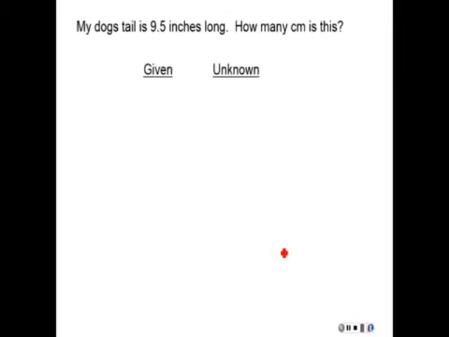So here's an example. My dog's tail is 9.5 inches long. How many centimeters is this? So my given information is 9.5 inches, and my unknown is centimeters. So I need a conversion factor to connect them. So if you went back to a previous slide, you could look that up. And you'd find 2.54 centimeters equal an inch. This is the only thing we need because inches and centimeters are in our question, and that's what we have in our conversion factor. So now the next thing is to set up a solution.